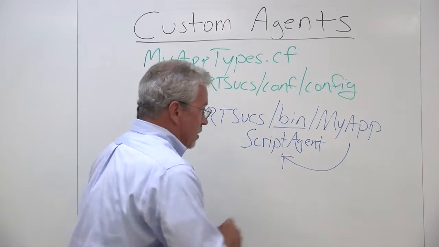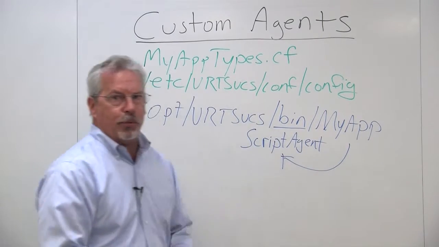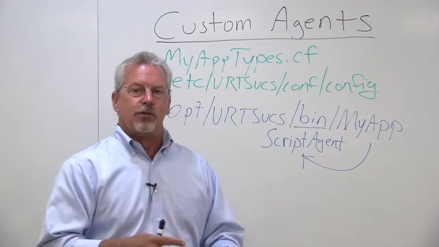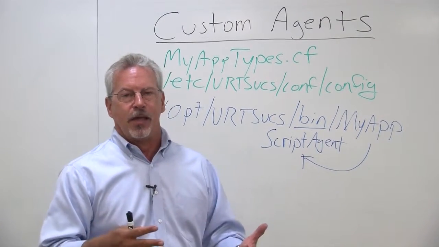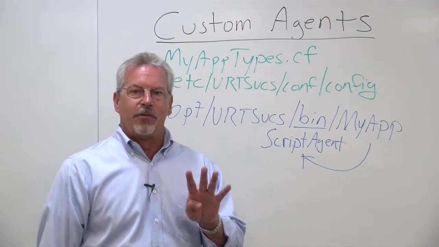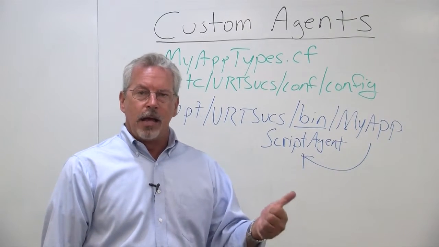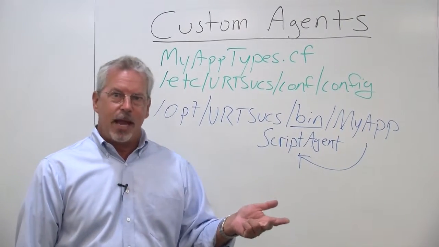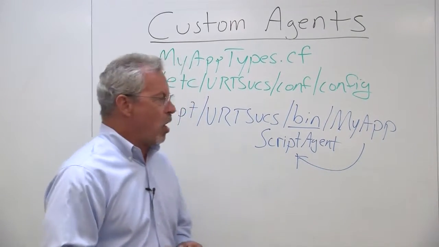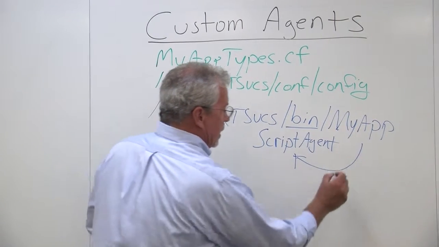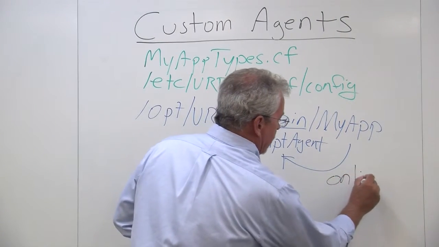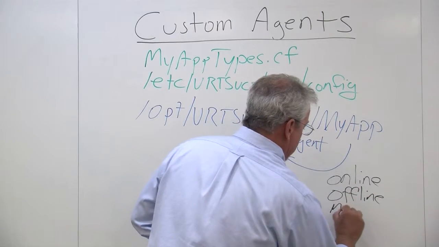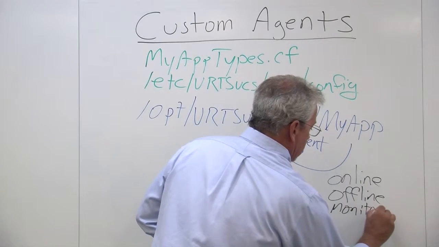In that same directory, MyApp, is where you will place your entry point scripts. Now, entry points in VCS agent terminology tell the agent to do certain things. The four entry points you need to worry about for a custom agent are going to be online, where we start the program, offline, where we stop it, monitor, where we check its state, and clean, where we clean up when things go wrong. So here you'll have scripts named online, offline, monitor, and clean.